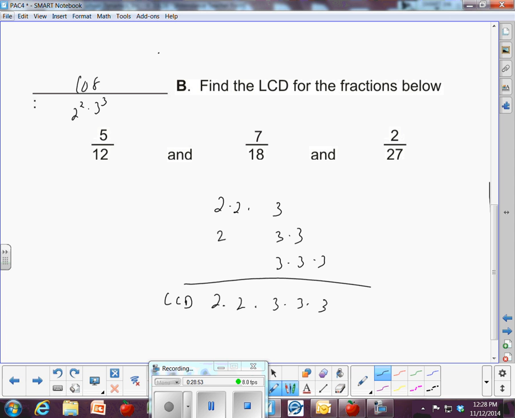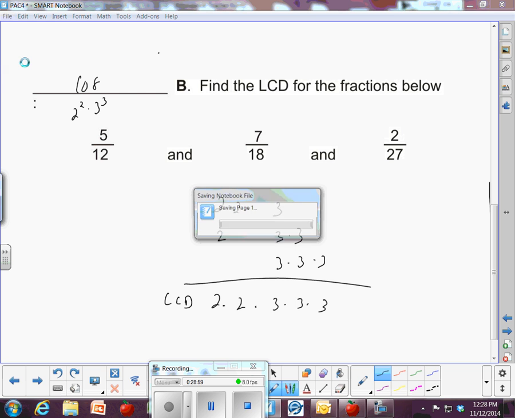Any other questions, Kirsten? So on here, would you leave it factored? You can leave an LCD or an LCM factored. I would take it either way if I asked that question.